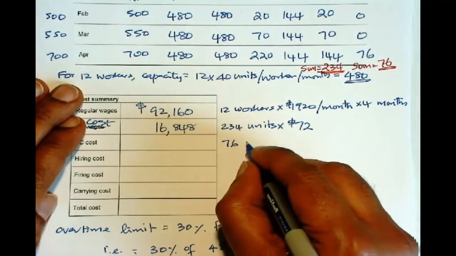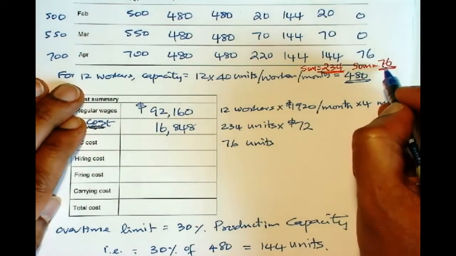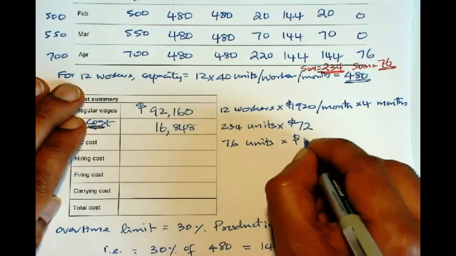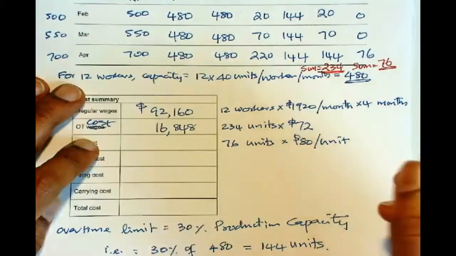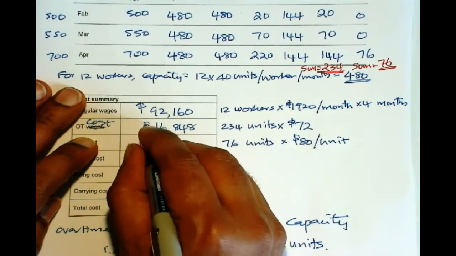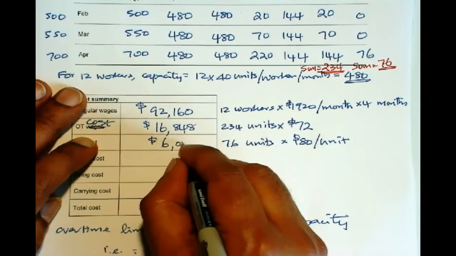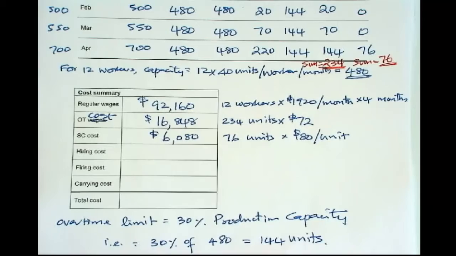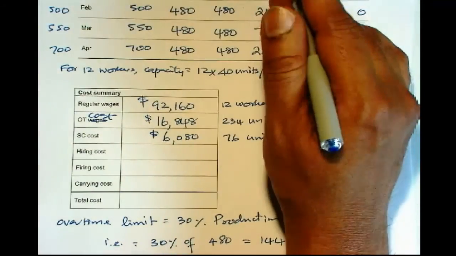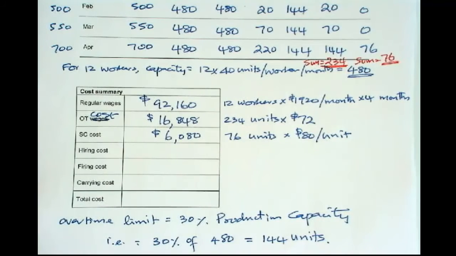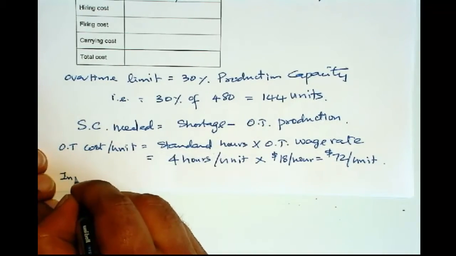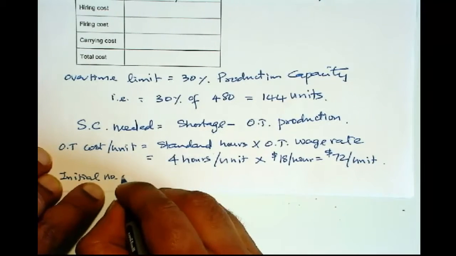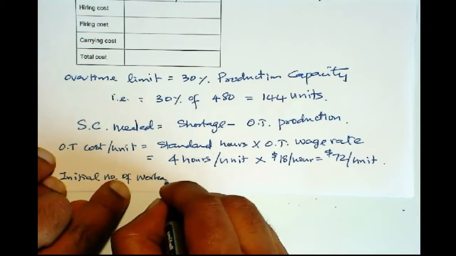And subcontracting, there are 76 units of subcontracting from here times $80, that's given in the problem, per unit. So that gives us $6,080. Now we have 12 workers right now. So our initial condition was initial number of workers. So let me write that way back here. So initial number of workers which is given is 8.